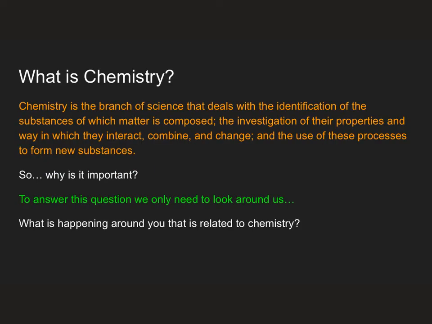So we're getting into chemistry, and it's basically the branch of science that deals with identifying and understanding all of matter and what it's composed of around us. Why is it important? Well, even on a basic level, it's important.